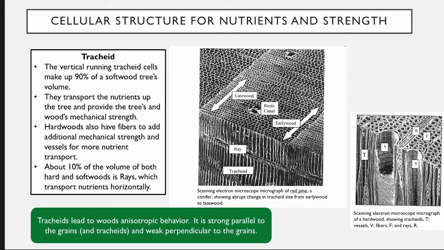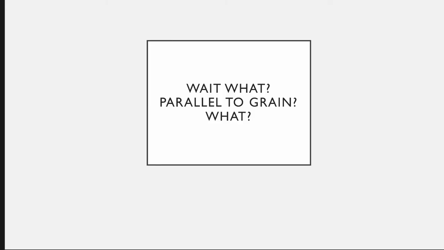Now, the tracheids are critical to understanding strength because they lead to the anisotropic behavior of wood. By anisotropic, it has different strengths in different directions. Steel is isotropic, same strength, tension or compression, and no matter which direction you're coming at with your tension or compression load. Wood is strong parallel to grain, but relatively weak perpendicular to grain. And what does that even mean, parallel to grain versus perpendicular to grain?